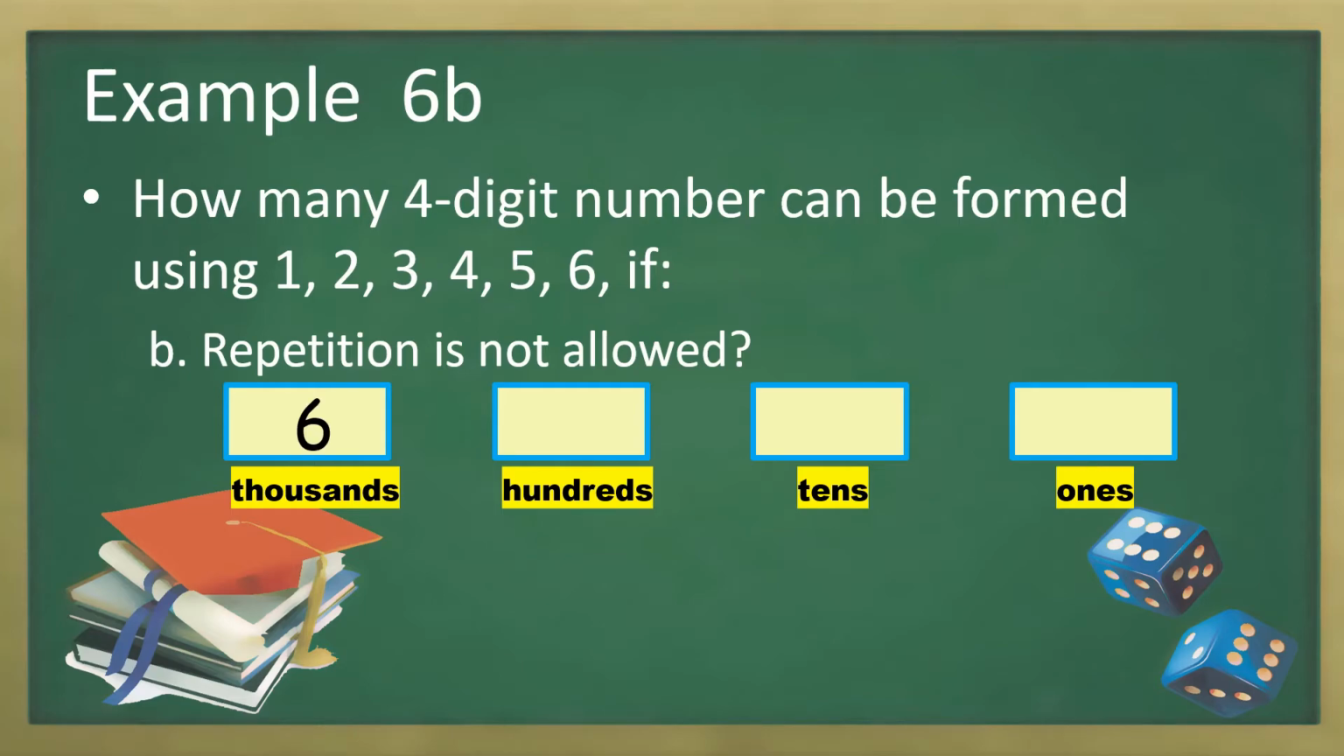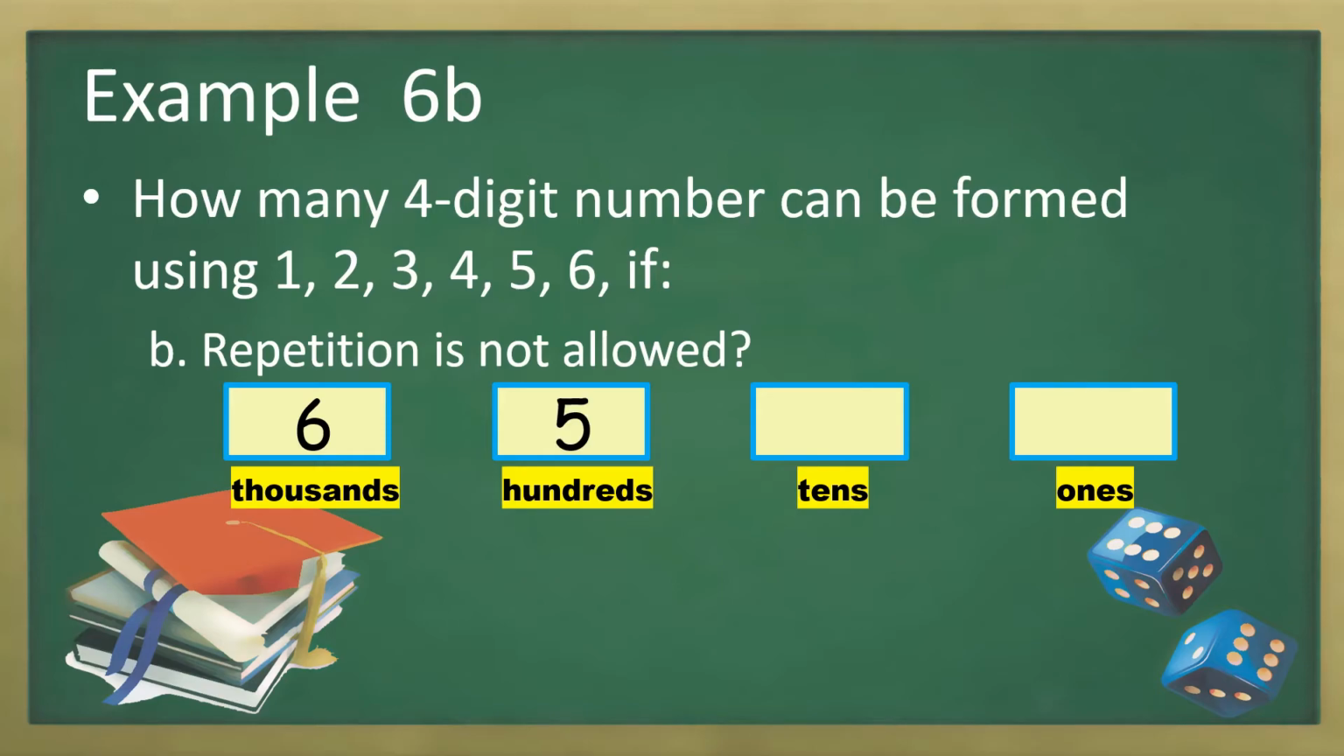So therefore, there will be 6 choices. Since you already have a number on your thousands place, you cannot choose that number on your hundreds place because repetition is not allowed. From 6 choices, we're going to remove one number from our choices because we already put it on our thousands place. So therefore, on the hundreds place, we're going to have only 5 choices.